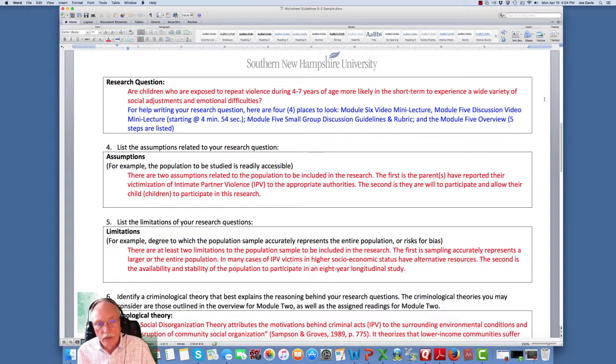Okay, now list the assumptions related to your research question. For my example, I gave you 2 of those. There are 2 assumptions related to the population to be included in the research. The first is that the parent or parents have reported being a victim of intimate partner violence to the appropriate authorities. The second is that they are willing to participate and allow their children to participate in the research. We assume they've reported to the authorities, otherwise we wouldn't know about the violence, and that they are willing to participate in a longitudinal study that could last several years.